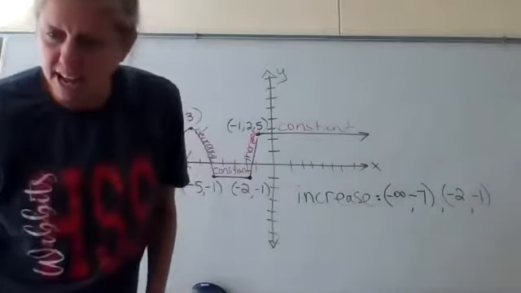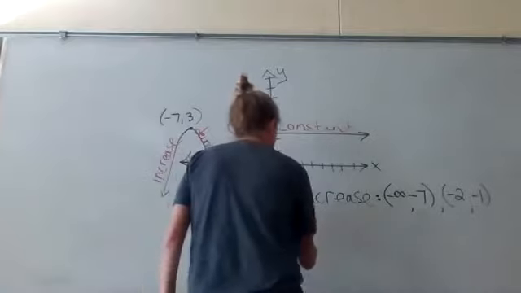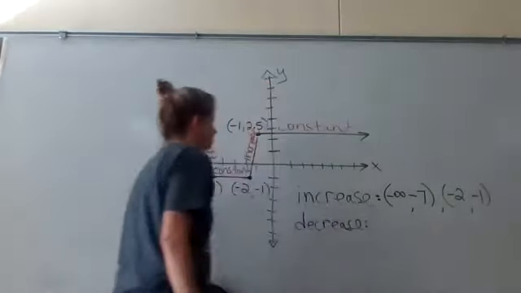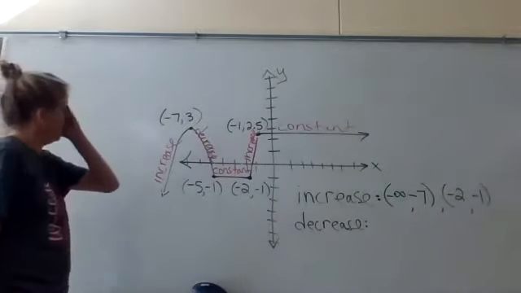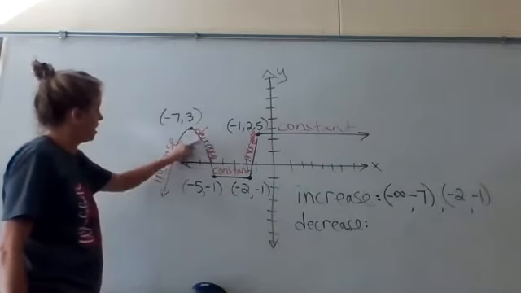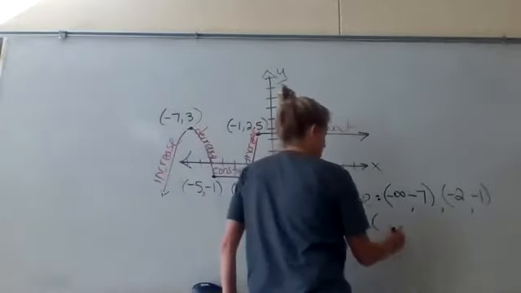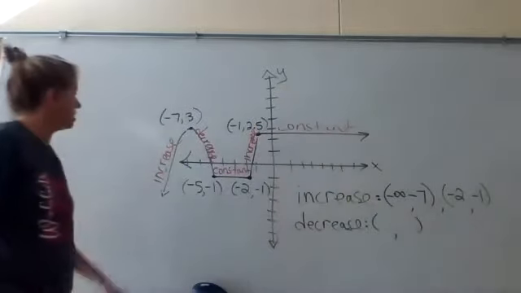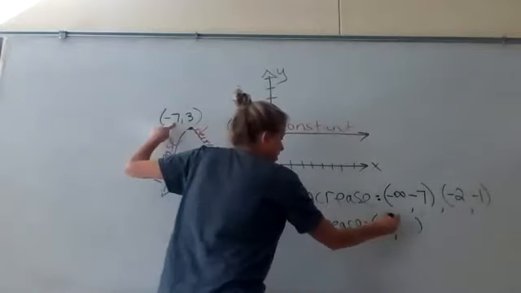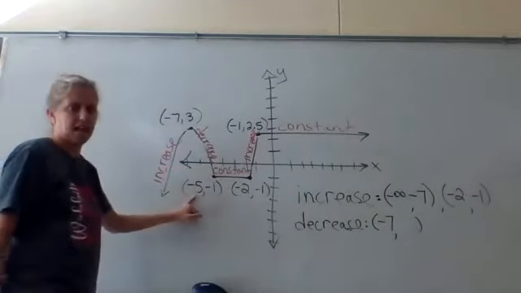Then the next thing it asks is decrease. The only interval on the function where it's going down is this interval right here. It's decreasing from this point to this point. So only one interval is it decreasing. It starts decreasing at this point, which is -7, and then it goes down until it gets to this point, which is -5.